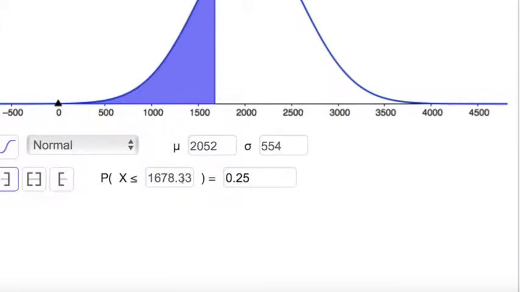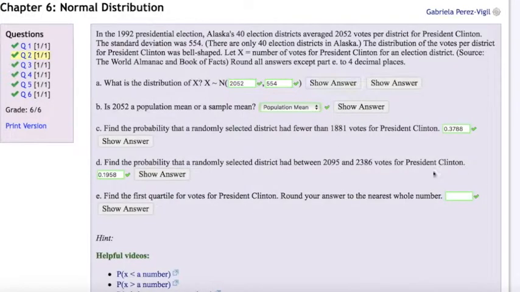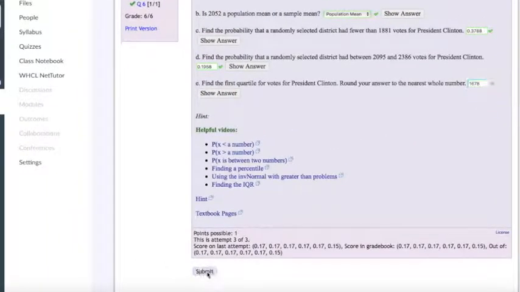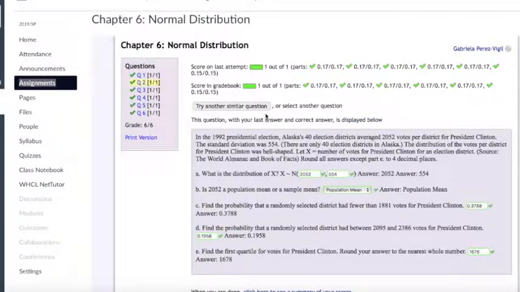So 3 is less than 5, so 16.78 is going to be my answer. And that's it.